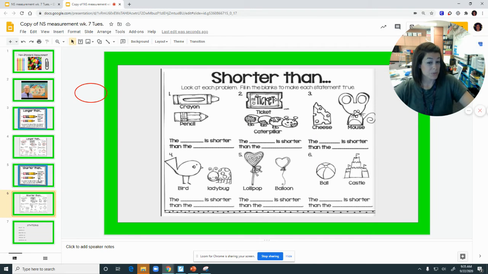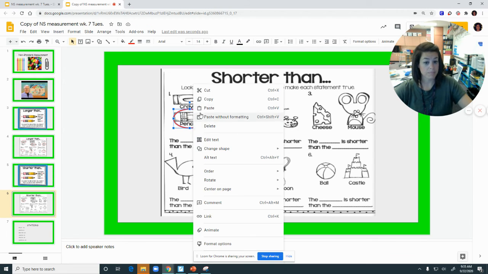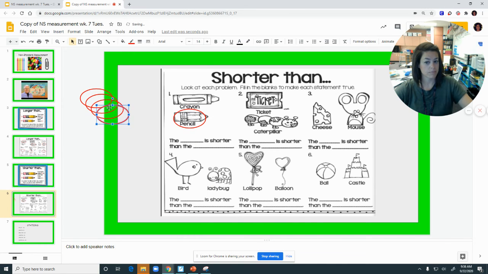Let's look at some examples of that the same way that we did with longer than. We're going to fill in the blanks and we're going to circle who is shorter than. If we have the crayon and the pencil, who's shorter? The pencil. So we would say the pencil is shorter than the crayon. You have a ticket and a caterpillar. Who's shorter? You're right, the caterpillar. Let me make a few more so that we don't run out. I'm so sorry, I should have done this before. So the ticket is shorter than the caterpillar.